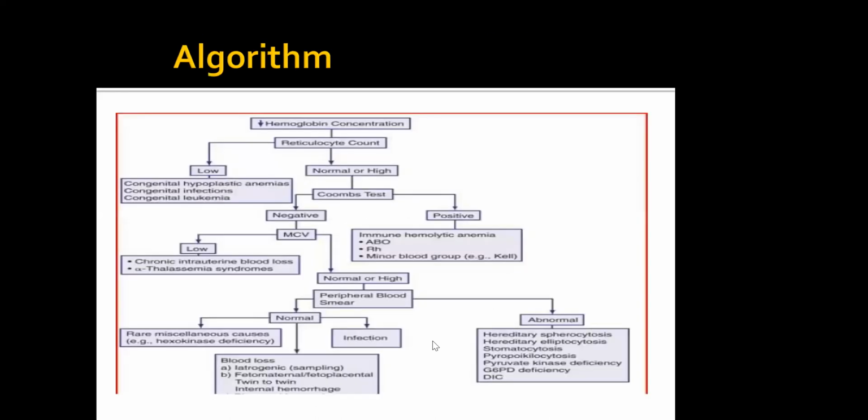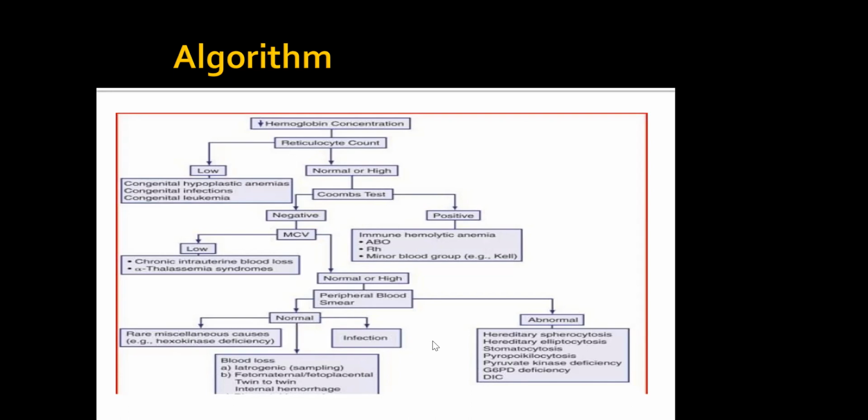As an algorithm for looking at anemia, we first think of the Hb concentration. So you define whether the child has anemia. You look at your reticulocyte count, based on low or normal. Then you generally ask for a Coombs test. The Coombs test tells you whether there is autoimmune hemolysis happening. If this is positive, then this is definitely an immune hemolytic anemia. In the neonatal period, it's most commonly an ABO incompatibility.